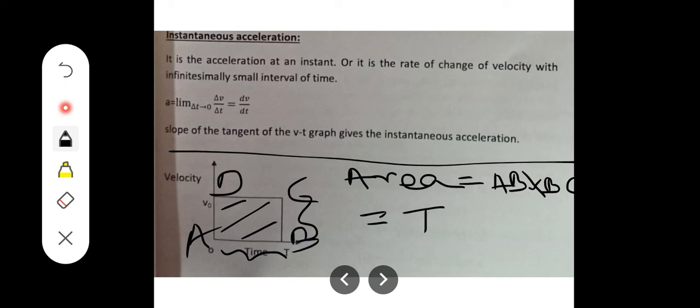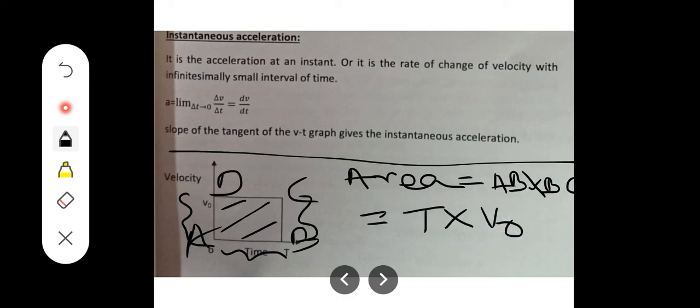And BC is this length, which is parallel to AD, BC equal to AD, right? So AD is along the velocity axis. V0 is the uniform velocity, right? So AD is V0. So it is time into V0, time into velocity, right? What I got is time into velocity, correct?